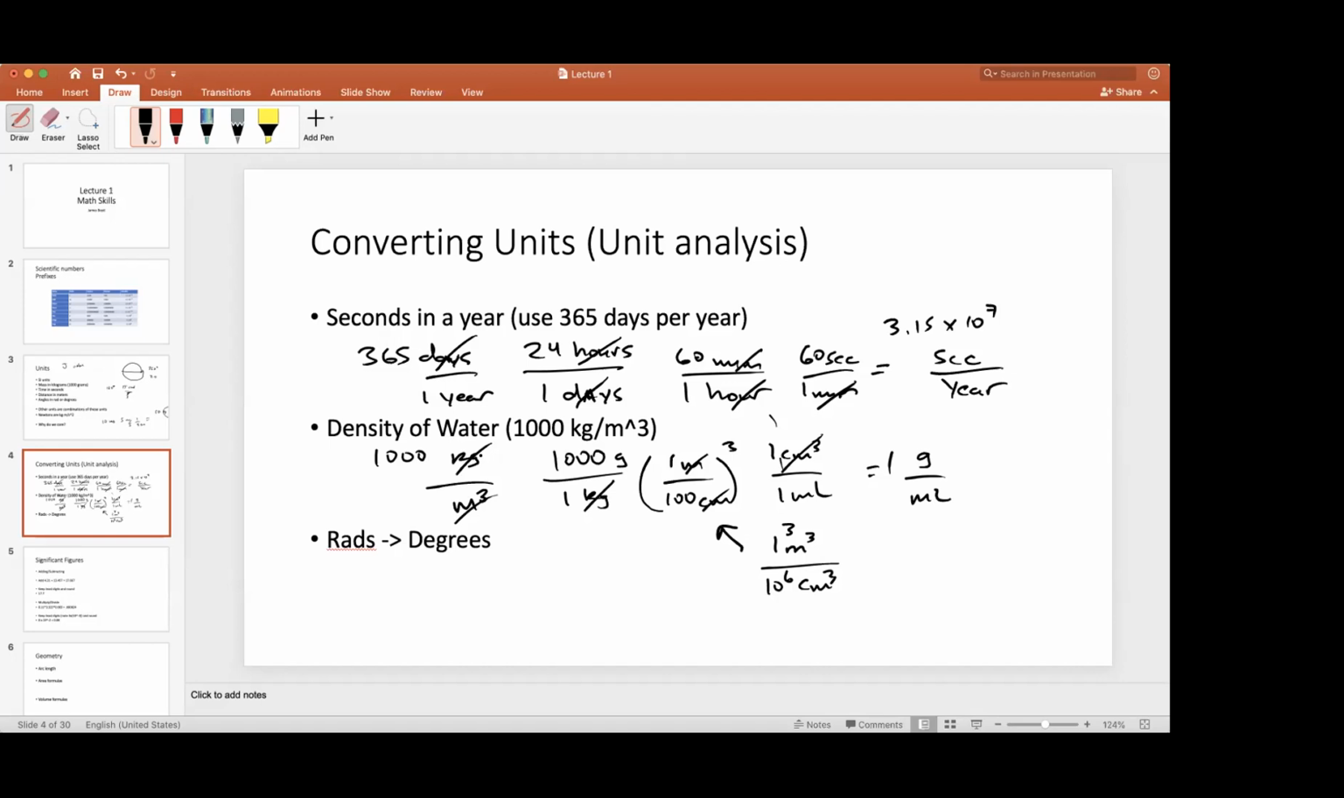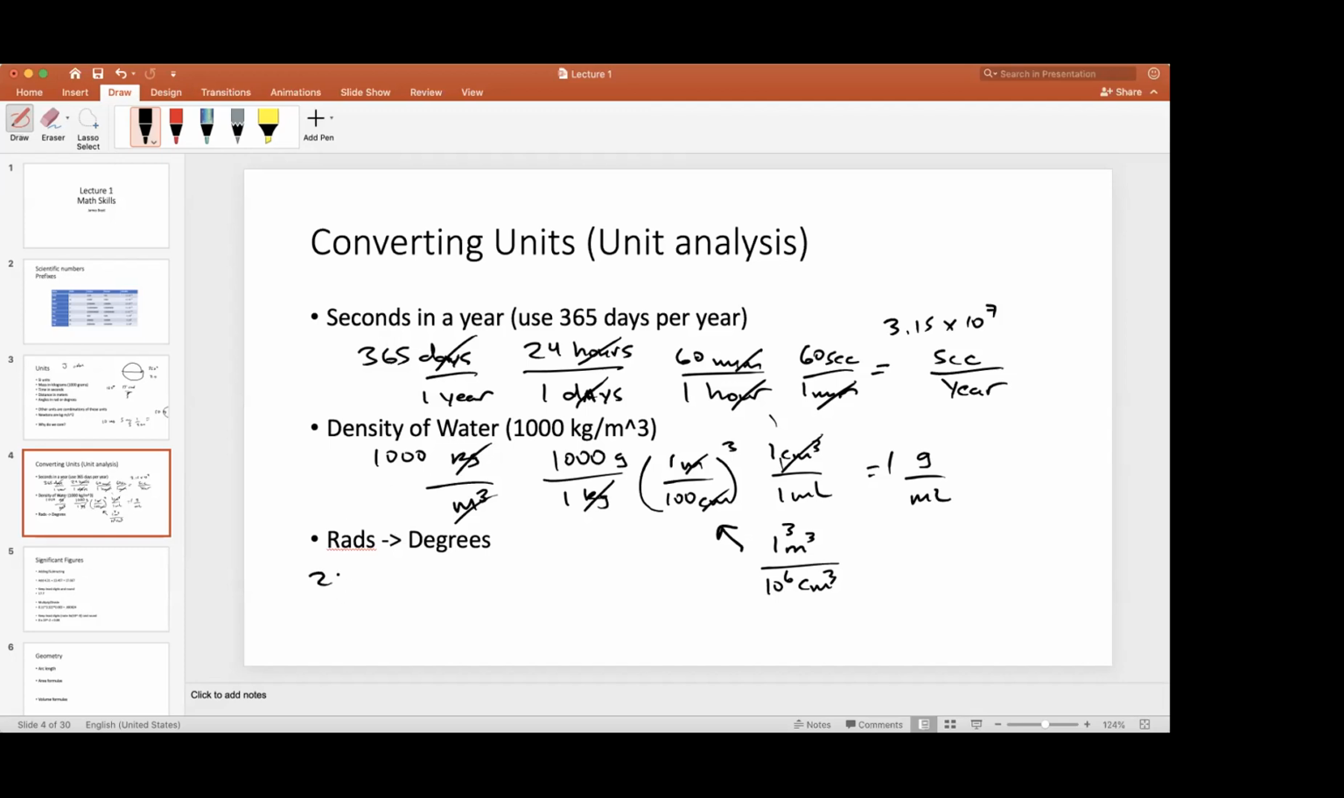Because remember again, our units have to be kilograms and meters, okay? And the density of water is 1,000 kilograms per meter cubed. We'll talk about that when we do density. It's not that important right now. It'll be important later.